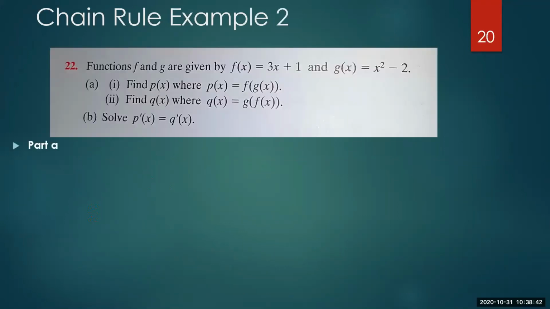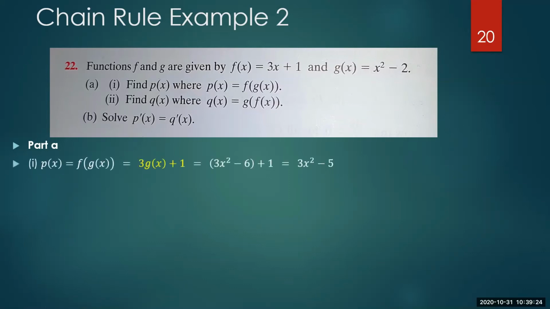Okay, so here's a second example of the chain rule, and we're starting to get into a little bit of real math now. Functions f and g are given by f of x is equal to 3x plus 1, and g of x is equal to x squared minus 2. The first part of the problem is find p of x, where p of x is equal to f of g of x. The second part is find q of x, where q of x is equal to g of f of x. And the third part is differentiate p of x, differentiate q of x, set them equal to each other and solve for x. So let's see how we go.